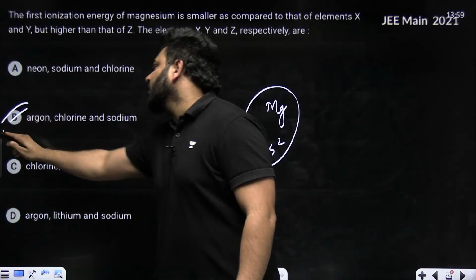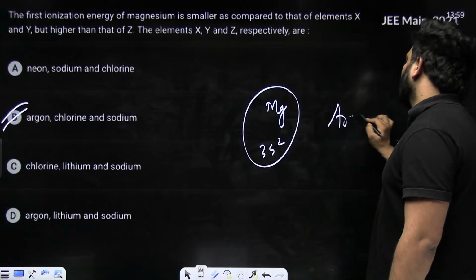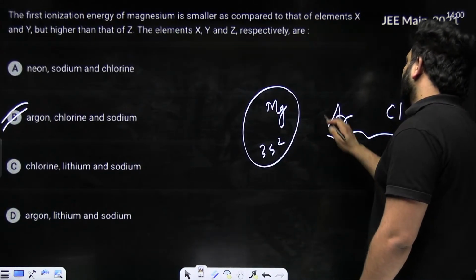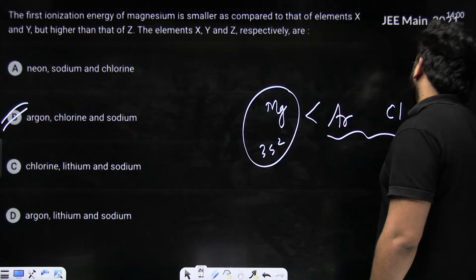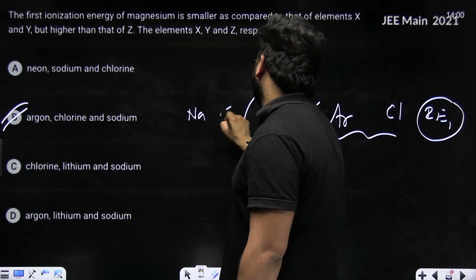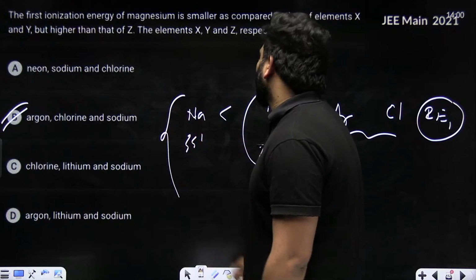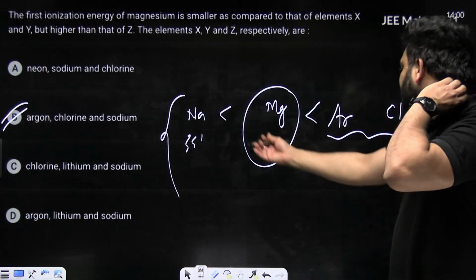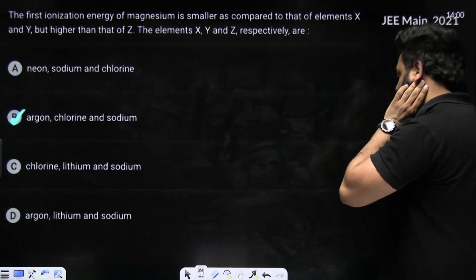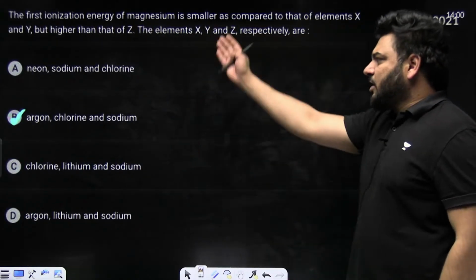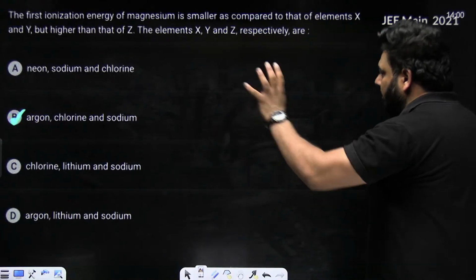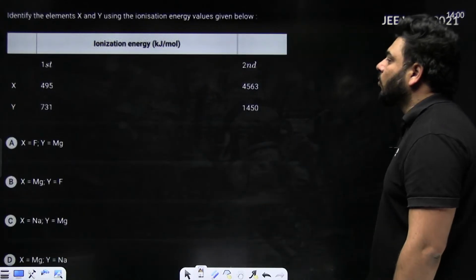B is the correct answer, because guys, argon and chlorine, they both have higher ionization enthalpy, IE1, than magnesium, but sodium has lower ionization enthalpy than magnesium, because it's very easy to remove the one electron from sodium. Correct answer should be B, but we didn't check for the other options, and I don't think it was required because we were very much sure about the B option, and we'll move forward.